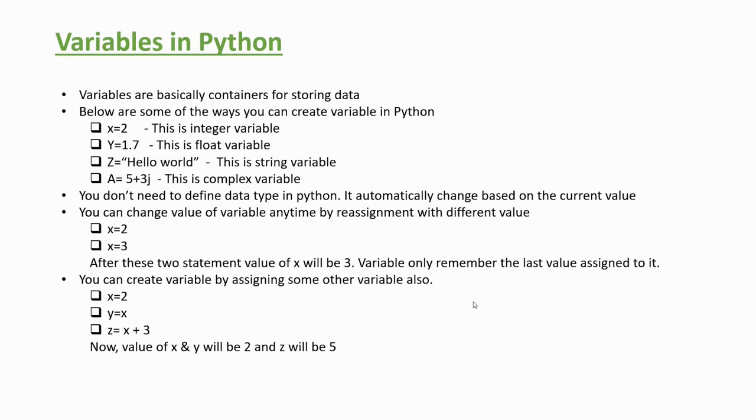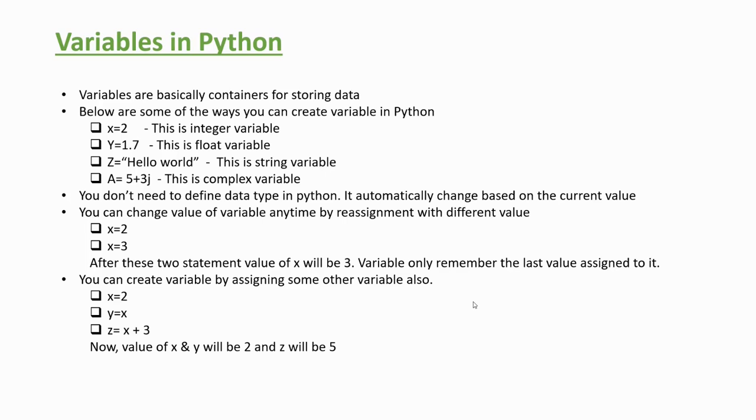Also, in Python, you can change the variable type at runtime. Suppose I say x equal to 2, then Python will assume that you want to create an integer variable. But at a later stage, if you say x equal to 1.2, then Python will change the type from integer to float. You can also create a new variable by assigning the value of another variable.